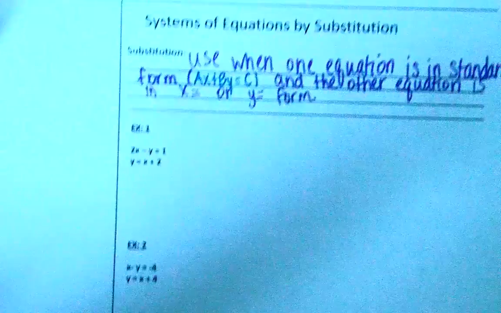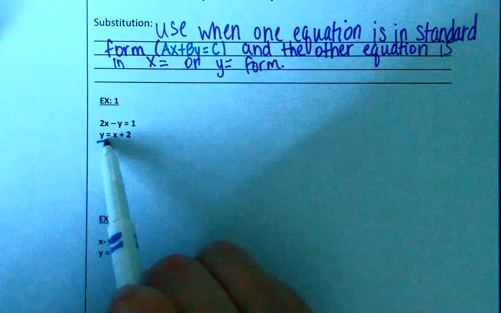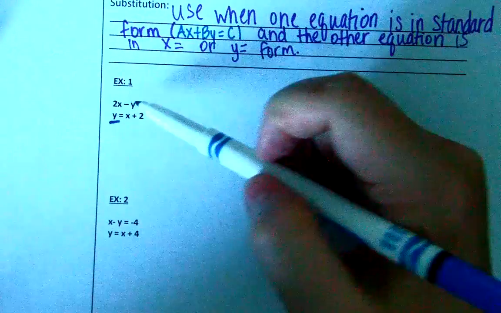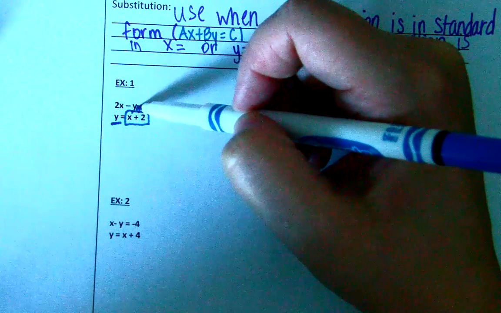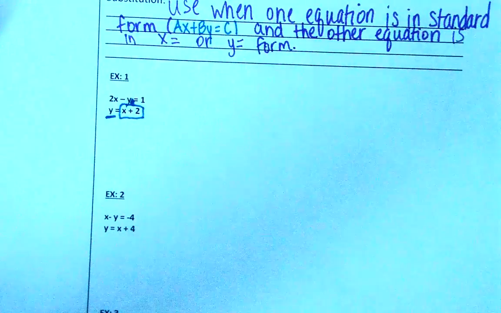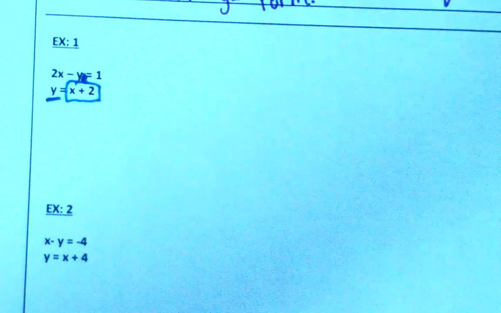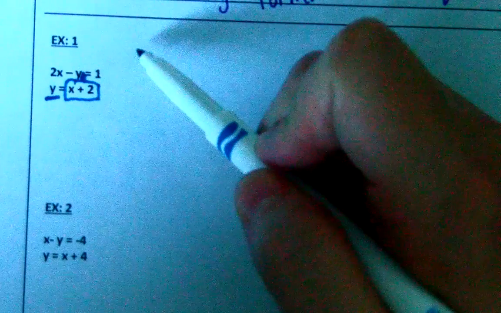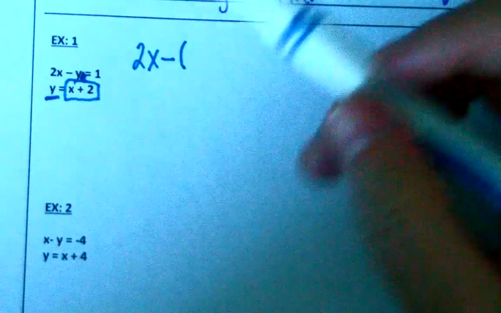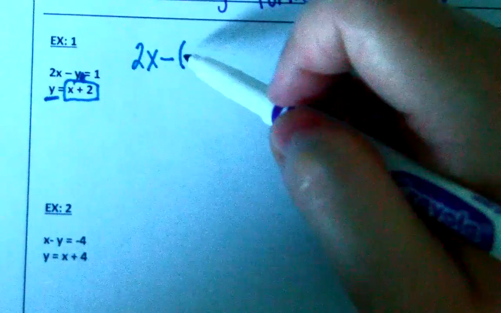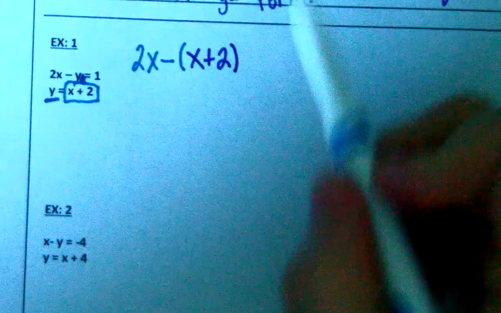Now, let's look at example number 1. If you'll notice, we have one of our equations in y equals. So we know that y is x plus 2. So we're going to take x plus 2 and we're going to substitute it into where y is in the first equation. Okay, so I'm going to substitute it. So when I do that, I have 2x and then minus, and now I put parentheses because I'm substituting in. And what's going to go in is x plus 2, and that's going to go in for y equals 1.